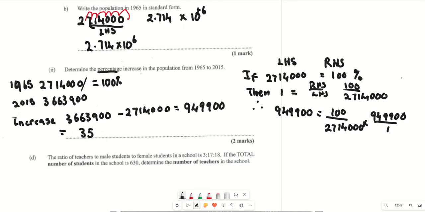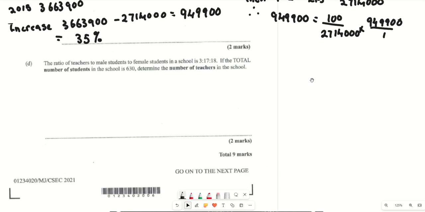So what was the percentage increase? 35%. There is another way you could have done this. You could have found out what percentage 3,663,900 is, and then you just subtract the percentages. I'm assuming that this would have been 135%. For 2015, the percentage would be 135, and then you subtract the 100. And that is how you would do this question.